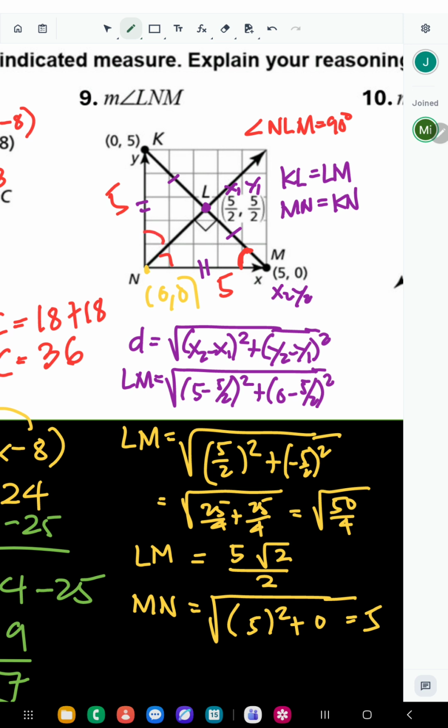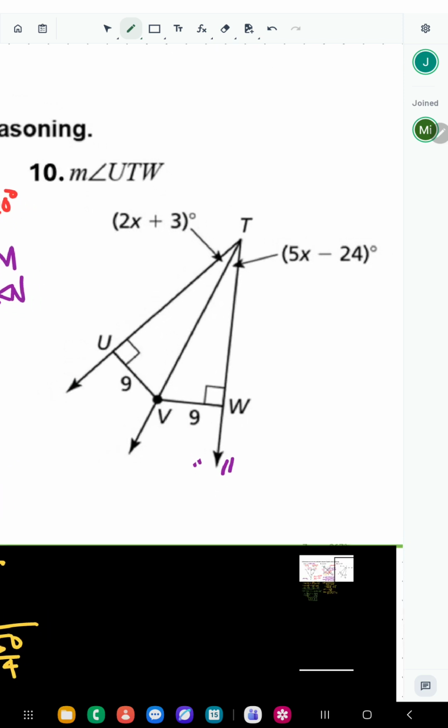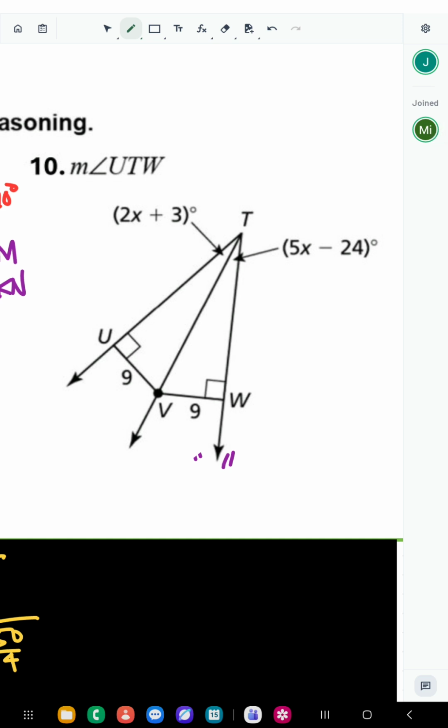Now we've already solved the distance between them. This is 5 square root of 2 over 2, and the other one is 5. I'm just assuming this angle is congruent to that one. So I will go over that later. I will check. Let's move to number 10.